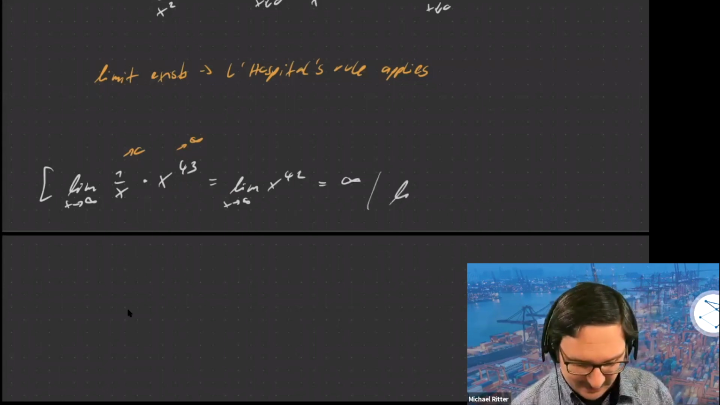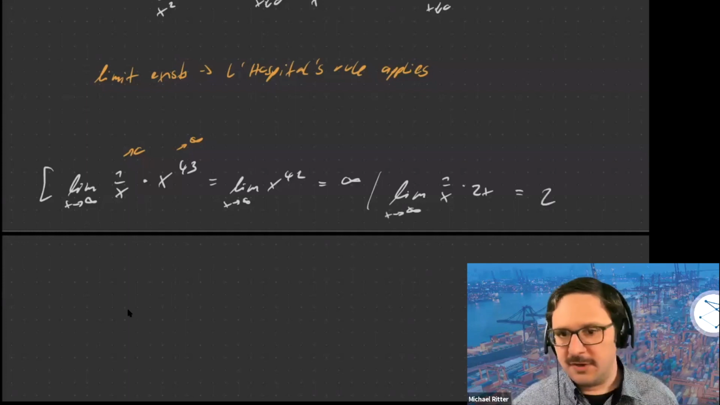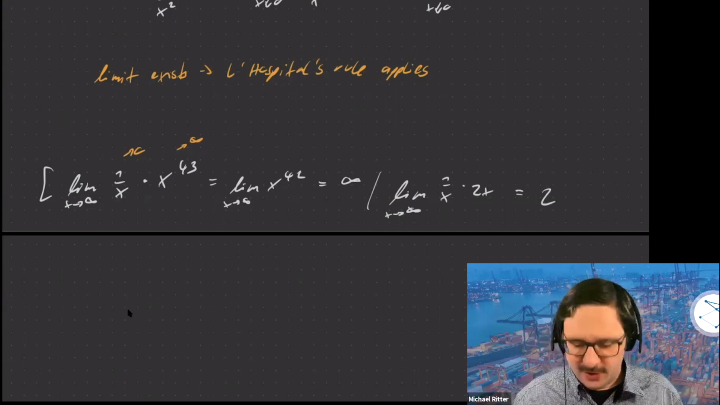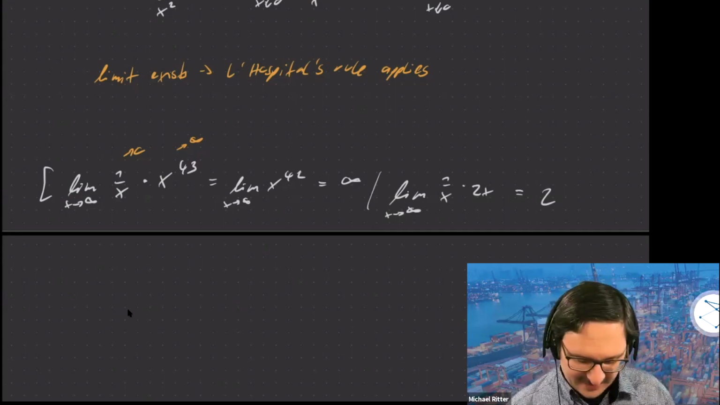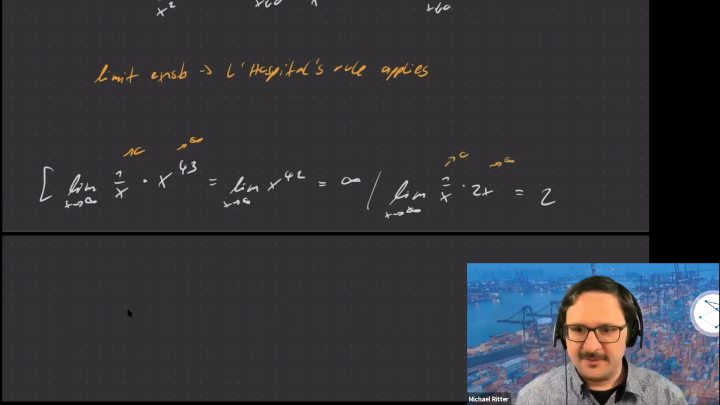Another example, much easier. Consider 1 over x times 2x. That limit is just 2. And of course, I could use any factor here, yeah? So I'll be able to produce any value you want and write that as an expression that looks like 0 times infinity. So that's not so easy.